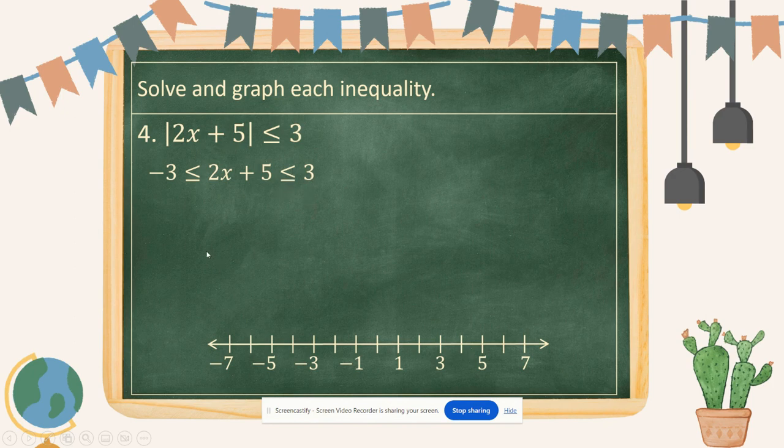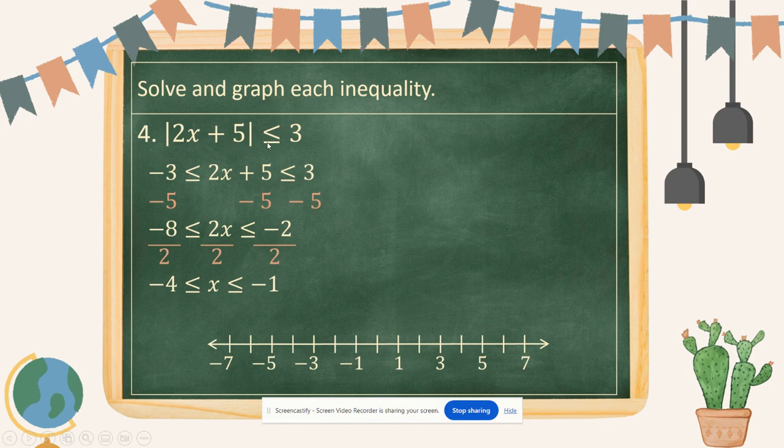Now I just need to work on isolating this variable, just like we did with compound inequalities. I do that by subtracting 5. Negative 3 minus 5 is negative 8. 3 minus 5 is negative 2. And my last step here, guys, is divide by 2. Negative 8 divided by 2 would be negative 4 is less than or equal to x, which is less than or equal to negative 1.